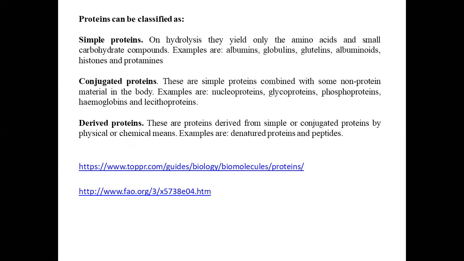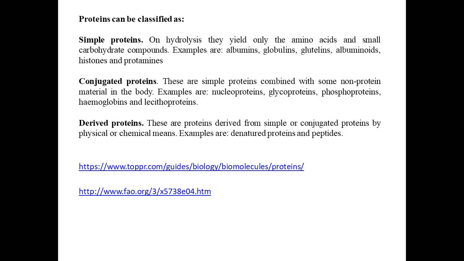What are simple proteins? On hydrolysis, they yield only amino acids and small carbohydrate compounds. Examples are albumin, globulin, glutelins, etc. These proteins are also known as homoproteins and only have amino acids. These are known as simple proteins.